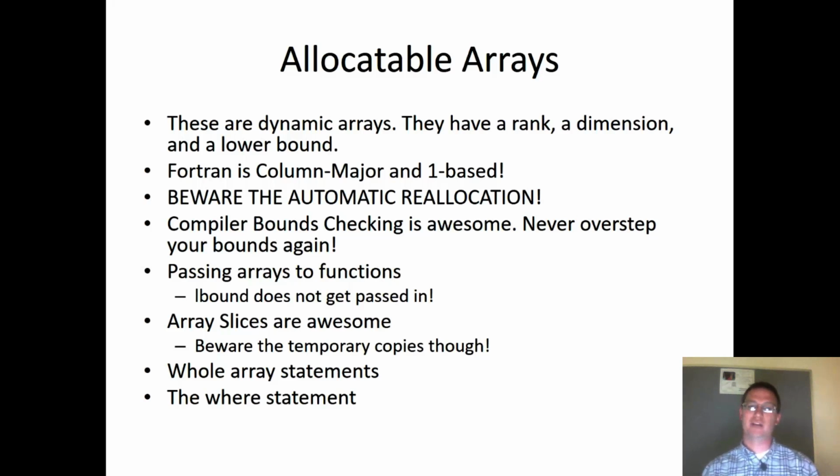And then a lower bound, which is really clever. You can actually specify that this array starts at 0 or starts at -1. And so you can actually index using -1. However, just make sure you note Fortran is column major and 1 based. So first element is not addressed using 0, it's addressed using 1. Unless, of course, you change the lower bound.